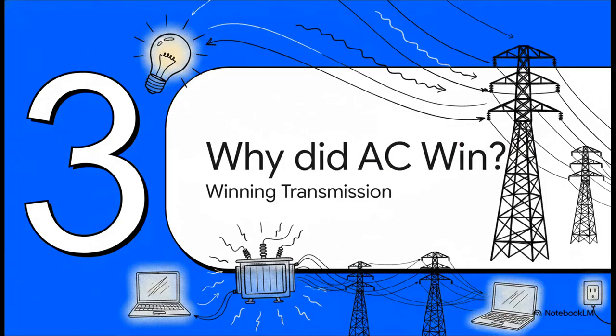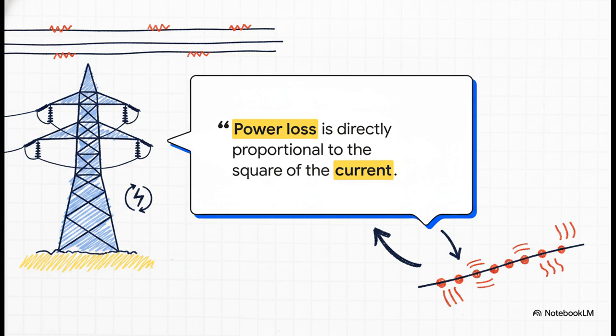Which brings us to a huge question in Part 3. Why did AC win the war of electrical transmission? If Edison's DC was already working and lighting up early bulbs, why switch? Well, it all comes down to physics, specifically the massive problem of distance.